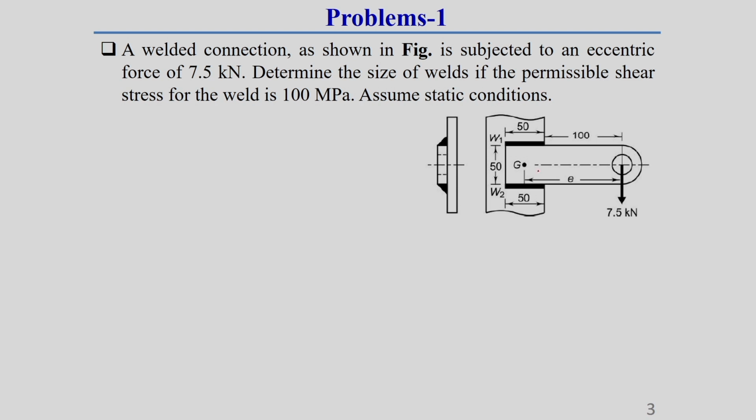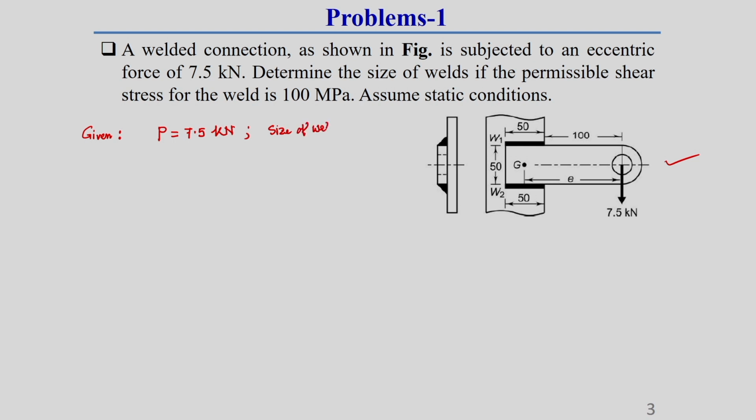The first problem I am showing here: the problem statement is a welded connection. Here you can see the weld connection shown in this figure is subjected to an eccentric force of 7.5 kilonewton. The given parameter is the externally applied eccentric load P equal to 7.5 kilonewton. Here we have to determine the size of the weld.